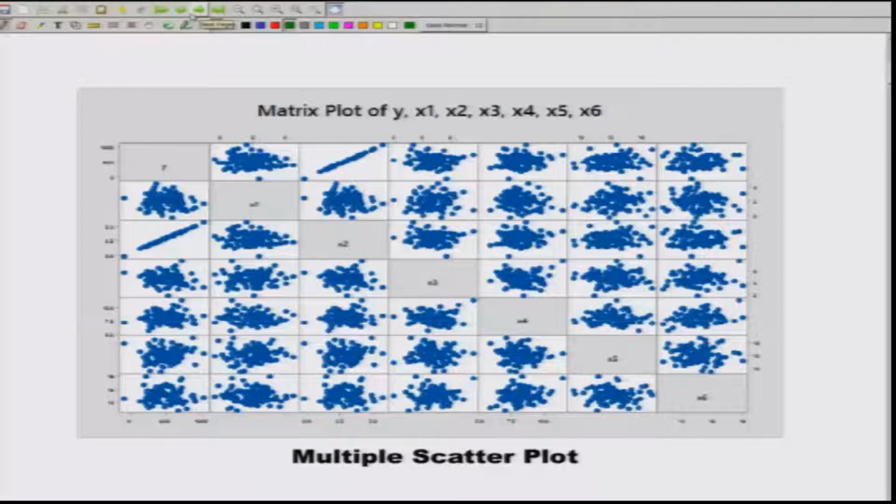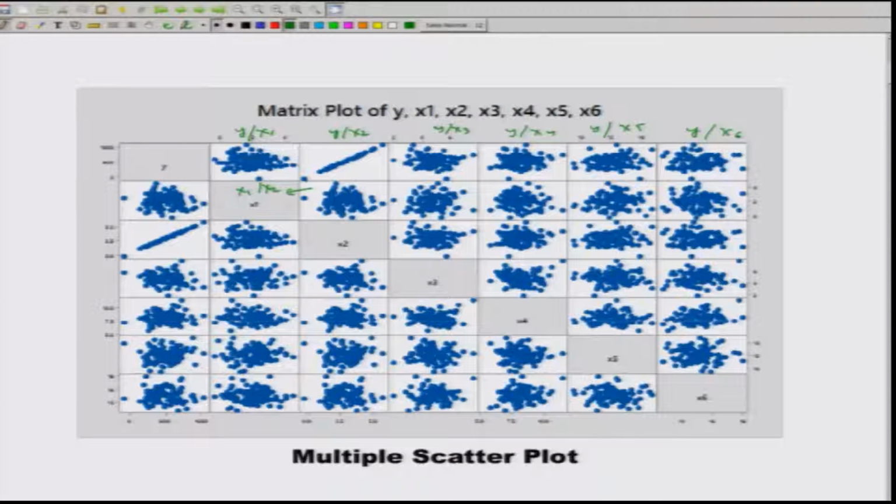Okay. So, now this is the matrix scatter plot that we had obtained earlier. You can see that it is quite clumsy, and it is difficult to get very clear information, although you can see here that this is a plot between y and x1, this is between y and x2, this is between y and x3, this is between y and x4, this is between y and x5, and this is between y and x6. And these are the plots. For example, this is the plot between x1 and x2 and so on.